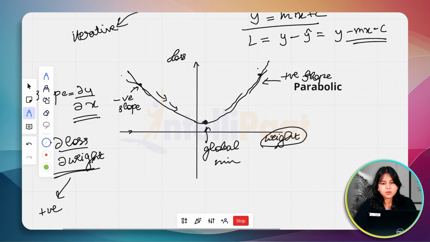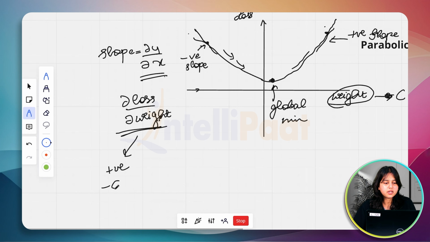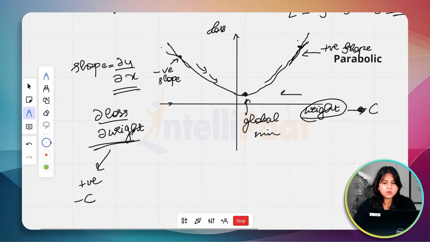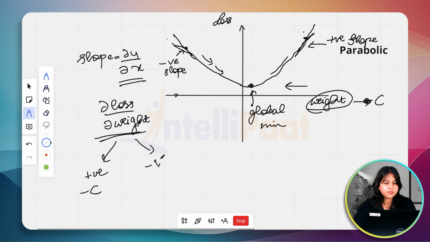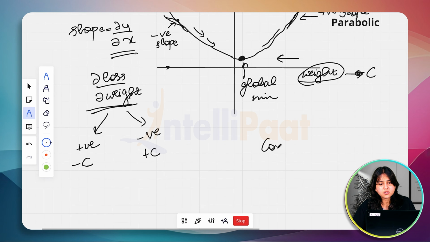Okay, so our weight here is basically our intercept, let's call it c, right? So whenever we have a positive slope, we have to go in a direction that reduces our intercept, that reduces our weight, right? So we go in a direction like this. Over here, when we have a negative slope, we go in a direction that is increasing our weight. So this is how we reach the global minimum. And the process of reaching the global minima is called convergence.